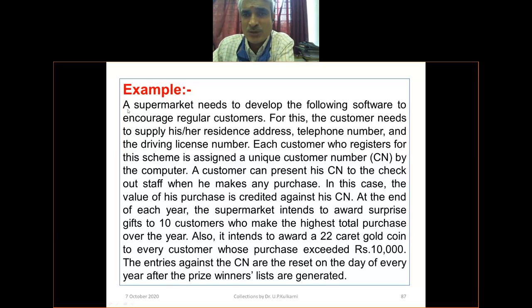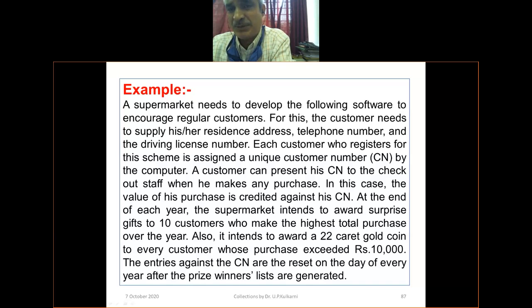Now look at that. A supermarket needs to develop the following software to encourage regular customers. For this, the customer needs to supply his or her residence address, telephone number, and driving license number. Please remember, when we write a data flow diagram, all such details we need to write, to label the arc.